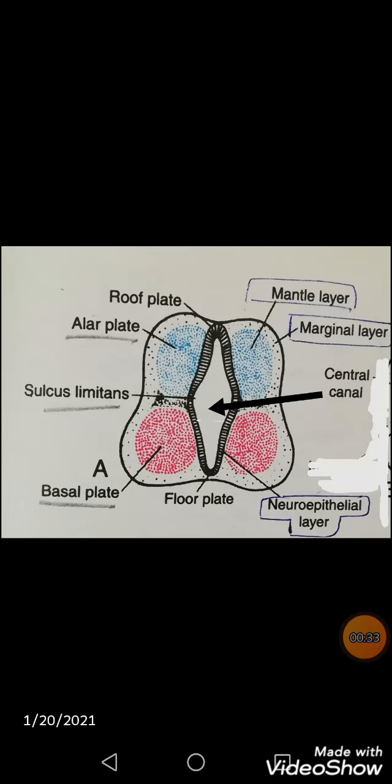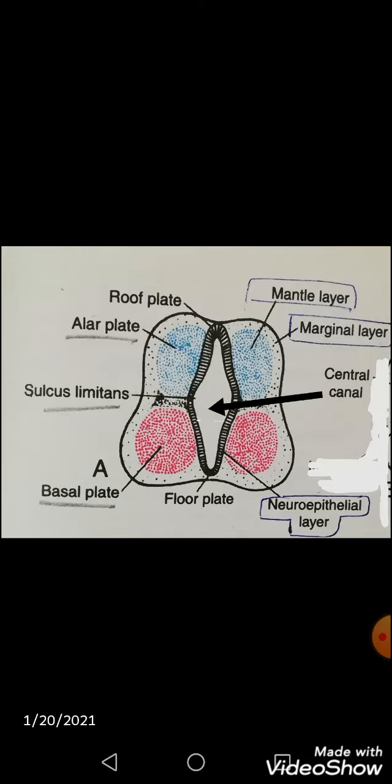Now in this very picture you can see these 3 layers. In the very center you can observe the central canal. In this cut section of the spinal cord, the innermost lining, labeled as the neuroepithelial layer, is also called the inner ependymal layer. Then next to it you can see the mantle layer, which in future will be forming the gray matter in the H-shaped letter or butterfly shape.